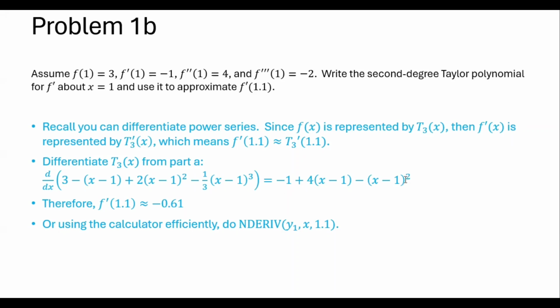And then we can find f prime of 1.1. So we plug in x as 1.1 here. We should get minus 0.61. Or if we use our calculator, we can do nDerive y1 comma x comma 1.1. The derivative of y1, which was our T3, with respect to x, evaluated at x is 1.1. So you can evaluate like that, or you can type this, but plug in x is 1.1. Honestly, I would probably do the latter, this nDerive one.